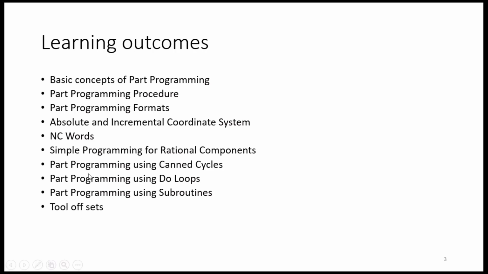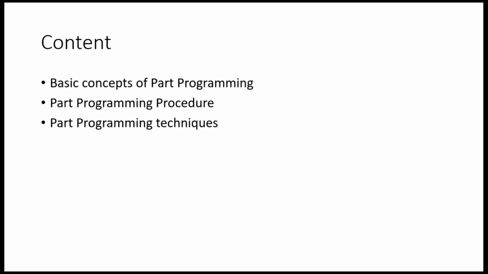Then we'll discuss part programming using canned cycles, do loops and subroutines. These are quite advanced programming methods which you learn from this unit. Then we'll discuss tool sets and cutter radius compensation. These are very important when you are using tools of different heights, different lengths, and different cutter nose radius. That will be discussed later in the unit. Then wear compensation also.